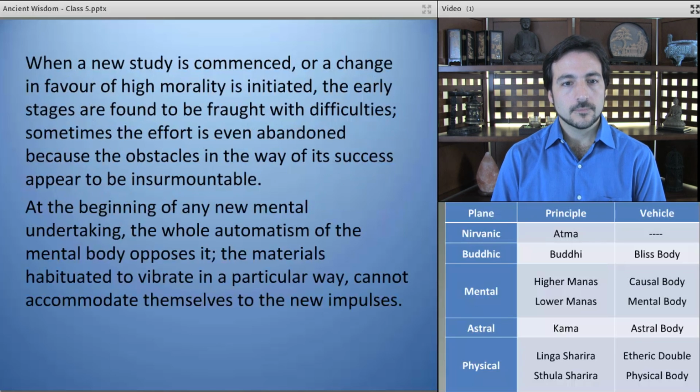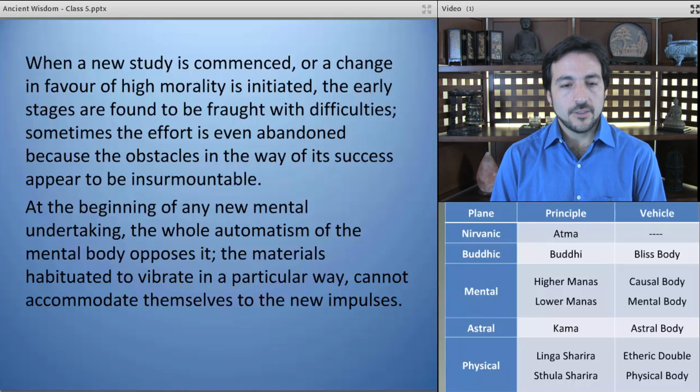When a new study is commenced, or a change in favor of high morality is initiated, the early stages are found to be fraught with difficulties. Sometimes the effort is even abandoned because the obstacles in the way of its success appear to be insurmountable. At the beginning of every new mental undertaking, the whole automatism of the mental body opposes it. The materials habituated to vibrate in a particular way cannot accommodate themselves to the new impulses.